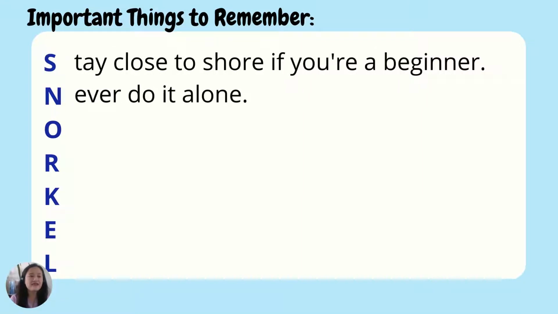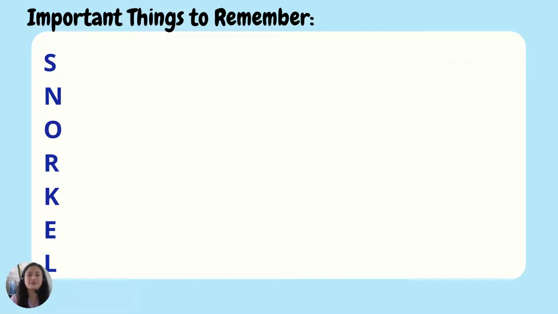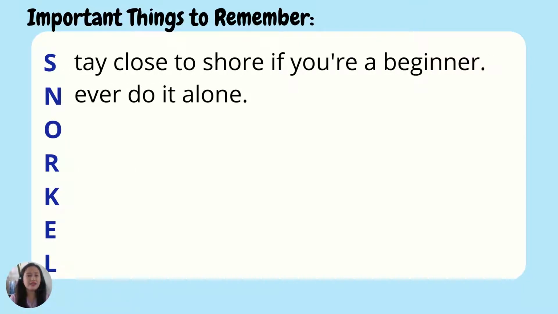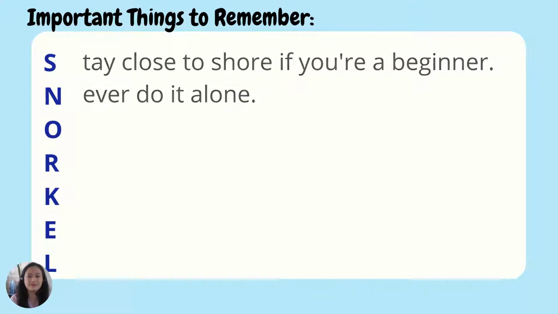Next is never do it alone. Well, you have to make sure that you have a buddy or a friend so that in case of emergency or whatever negative things that might happen, someone is there to help. Another one is one up and one down. One is on the surface and one is underwater. This is still in case of emergency. So if the snorkeler has a problem, one can help or one can seek help.